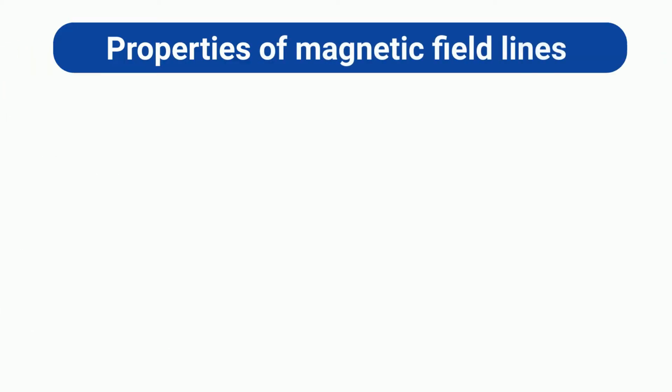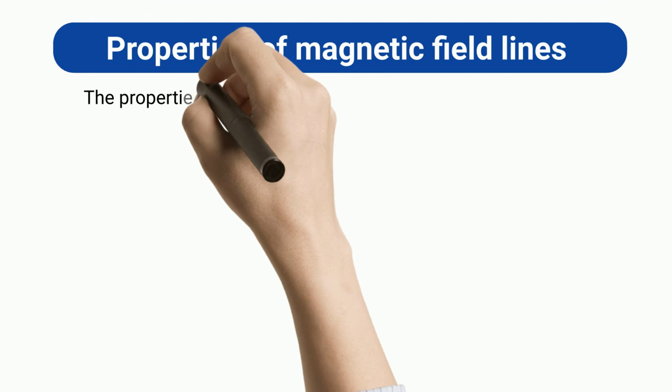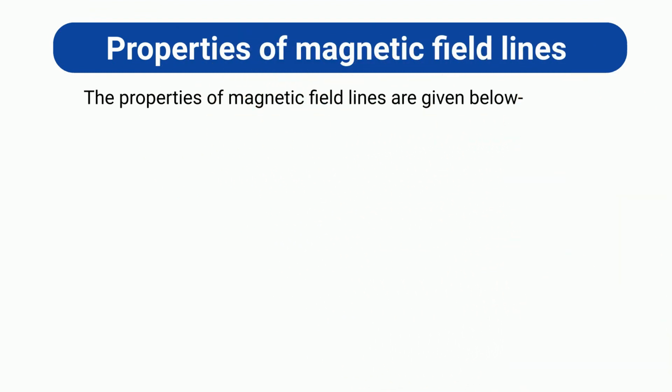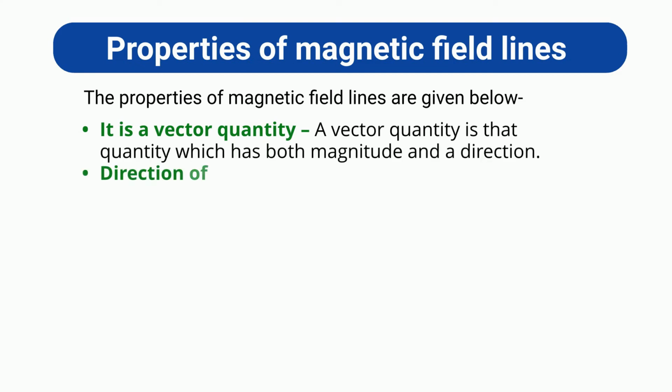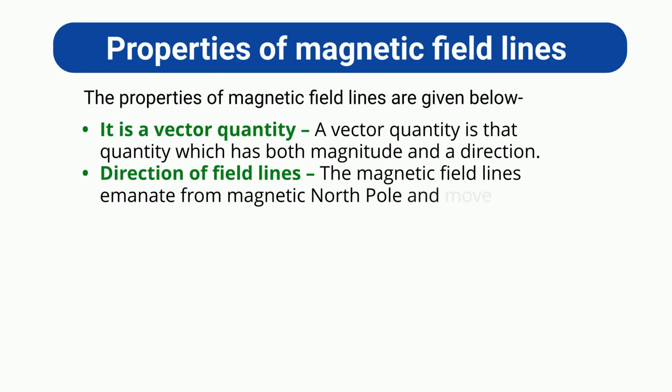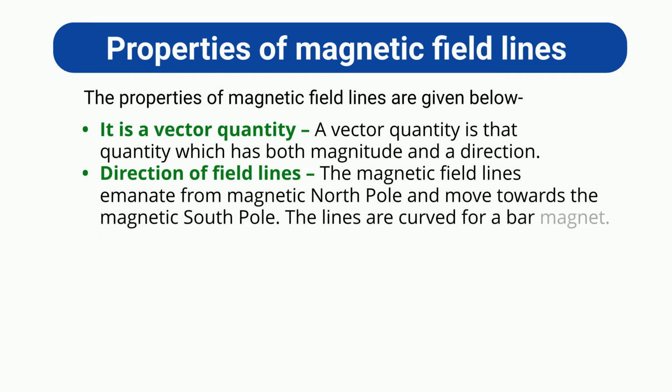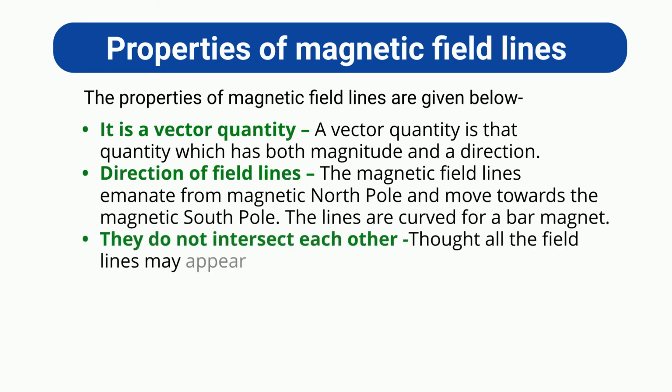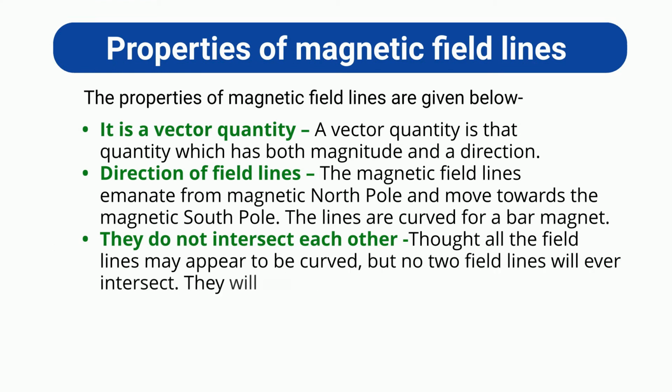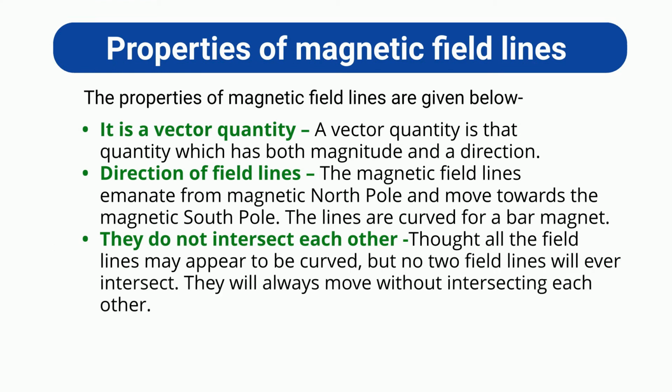Properties of magnetic field lines. The properties of magnetic field lines are given below. It is a vector quantity. A vector quantity is that quantity which has both magnitude and a direction. Direction of field lines: the magnetic field lines emanate from the magnetic north pole and move towards the magnetic south pole. The lines are curved for a bar magnet. They do not intersect each other. All the field lines may appear to be curved, but no two field lines will ever intersect. They will always move without intersecting each other.